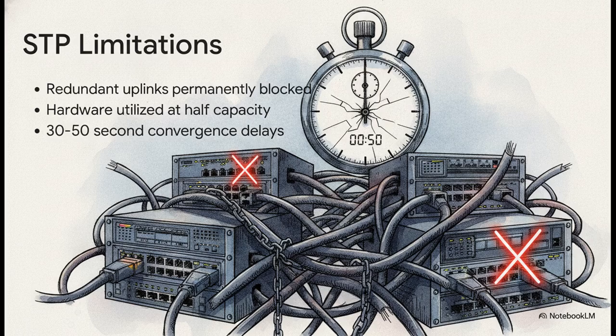And it gets worse. If a topology change occurred, say a link failed or a new switch got inserted, STP had to reconverge to find a new loop-free path. In its original form, this reconvergence took 30 to 50 seconds. Now, in the era of modern cloud production workloads, a 50-second pause isn't just a delay, it's an unacceptable, catastrophic outage.